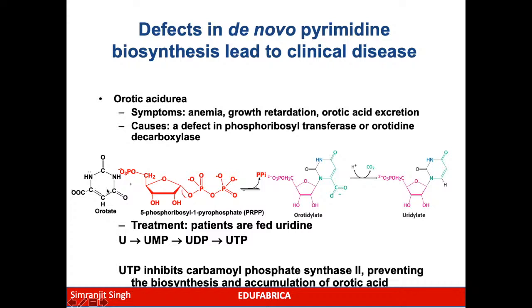And this is orotate here, and then there's 5-phosphoribosyl 1-pyrophosphate, that is PRPP. So orotate and this mix together, then PPi is removed, then it becomes orotidylate. Then you have uridylate. So in these conditions, patients are fed with uridine. That gives rise to UMP, UDP, and then triphosphate. And this UTP inhibits carbamoyl phosphate synthetase II, preventing the biosynthesis and accumulation of orotic acid.